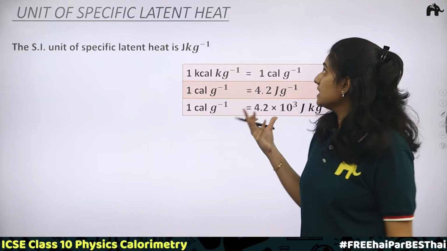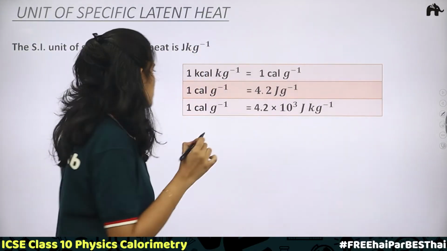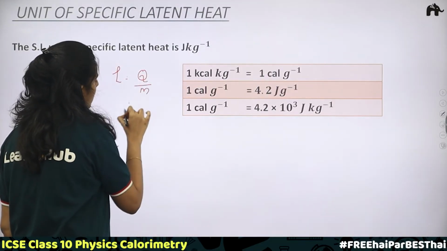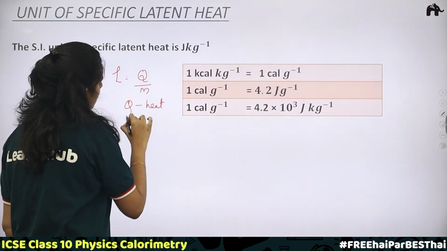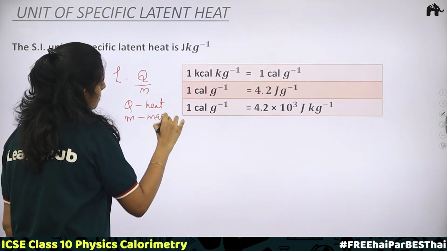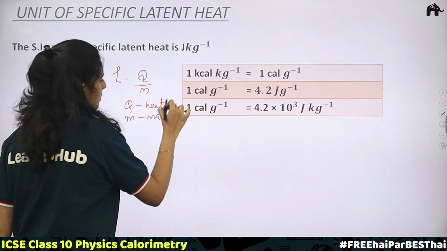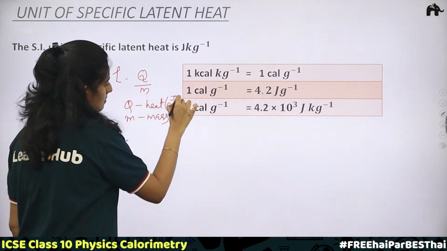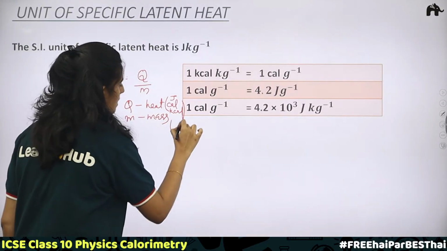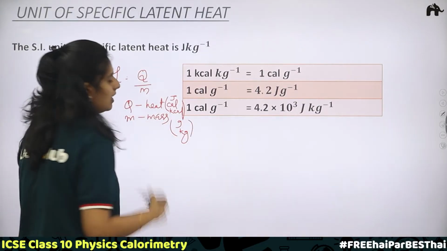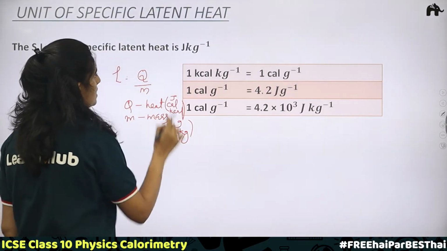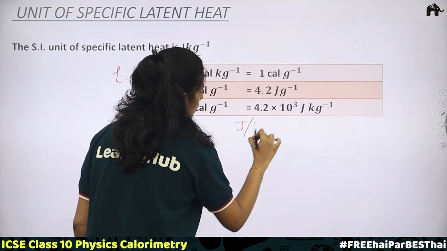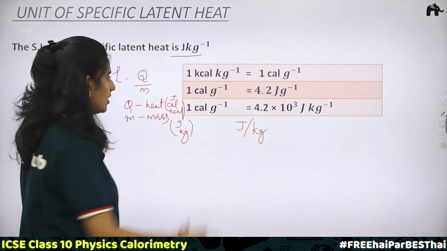Units of specific latent heat. We know that specific latent heat L is equal to Q divided by M, where Q is heat and M is mass. So, what are the possible units of heat? Heat can be expressed in joules, calories, and kilocalories. What about mass? Mass can be in gram or kilogram. Now, the standard unit or the SI unit is joule per kilogram.